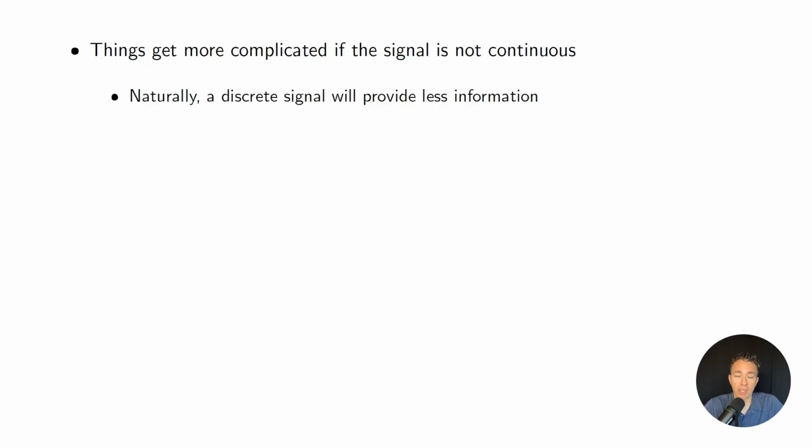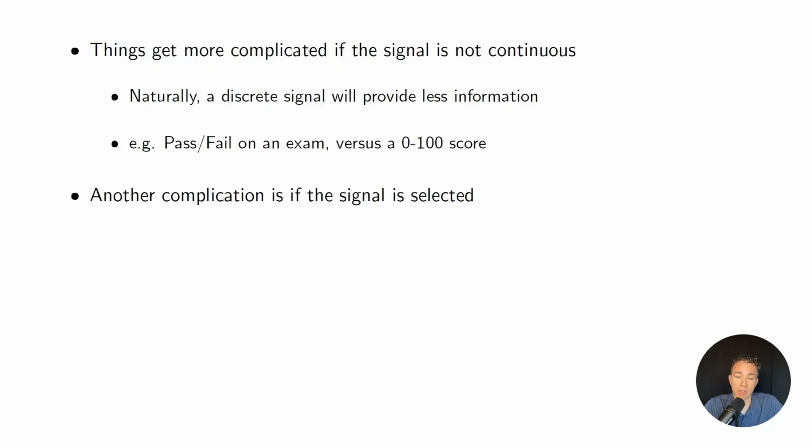Well, if we have a discrete signal, let's suppose a pass-fail grade instead of a numerical score on an exam, well, naturally, the pass-fail is going to provide less information because I don't know by what margin the person passed the exam. And so that's going to complicate how I could use that information to update in either a Bayesian or a non-Bayesian manner. Another complication is if people get to choose which signals they receive. So you could think about this in terms of labor supply.